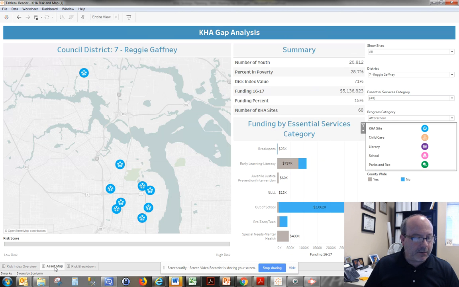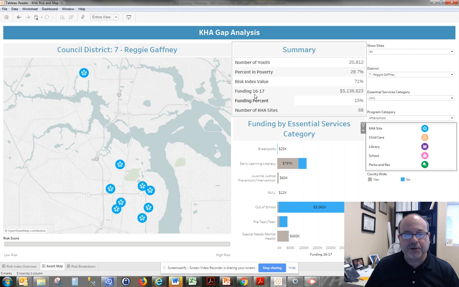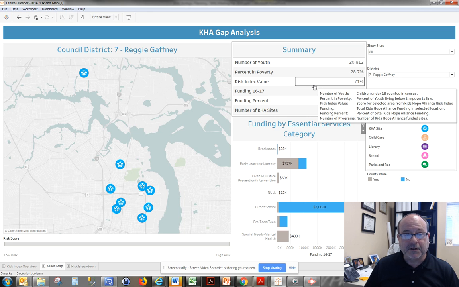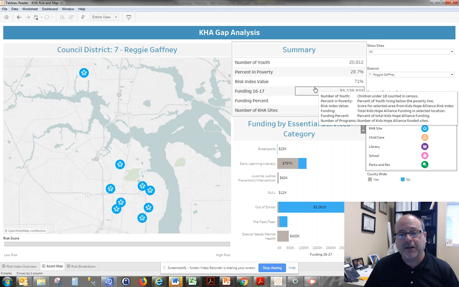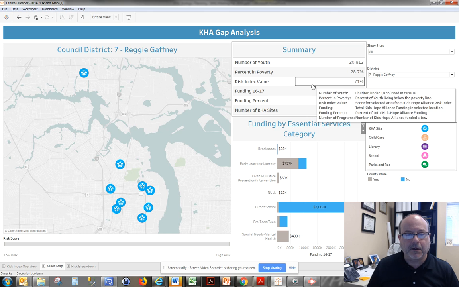Our dashboard also allows us to have an asset map. Here we are at District 7. And it gives us a breakdown summary, number of youth again, percent in poverty, 28.7% are in poverty in this district. Our risk index is at 71. So the idea being, conceptually, we can go to funders, the city council, and say, this district has such a high risk for youth that we really need to put more funding in here.